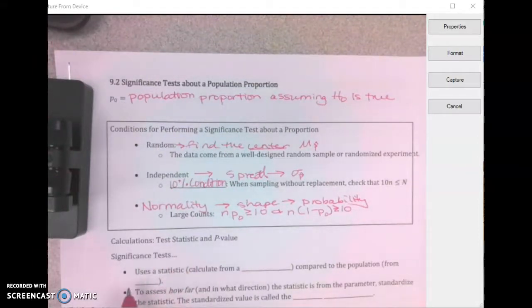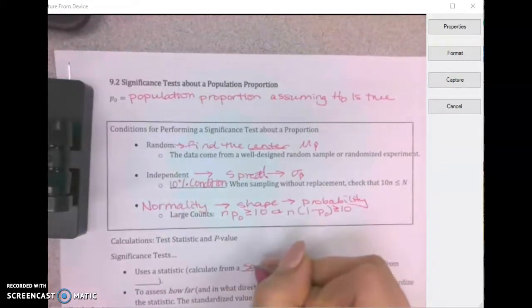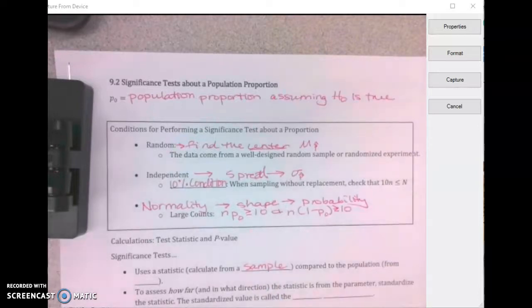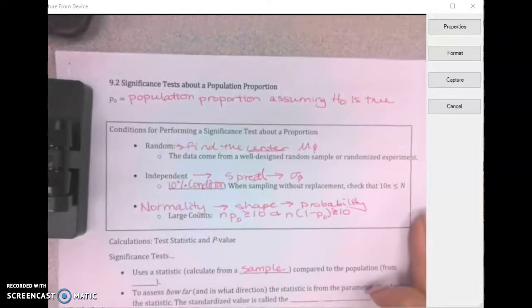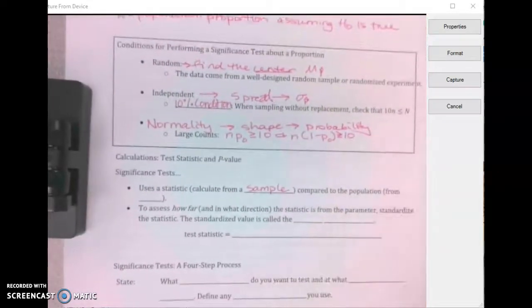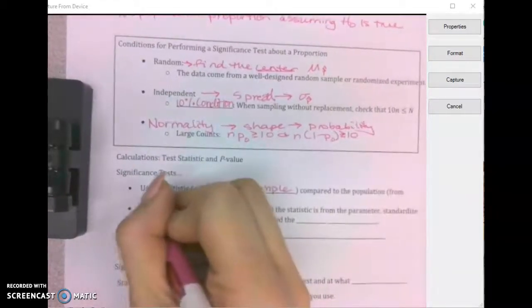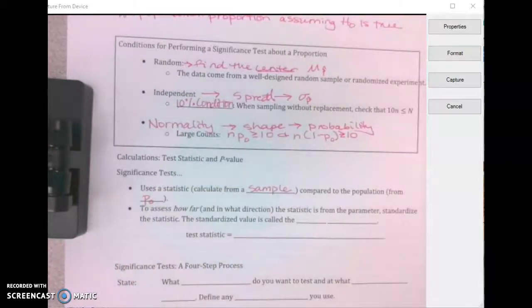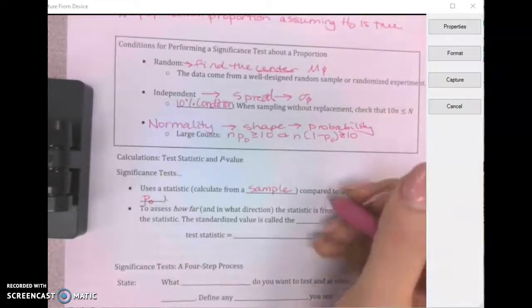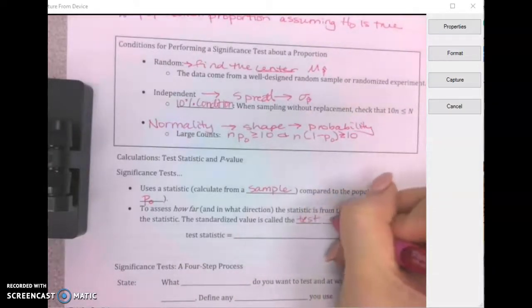Significance tests use a statistic, and so we calculate that from a sample. So this is like with the Skittles. What we're going to do on Mondays, we're going to look at the fact that 40 out of the 110 Skittles that we tried, we got right. And this is compared to the population, or our P sub O. The goal is to assess how far and in what direction the statistic is from the parameter, so we standardize the statistic. The standardized value is called the test statistic.